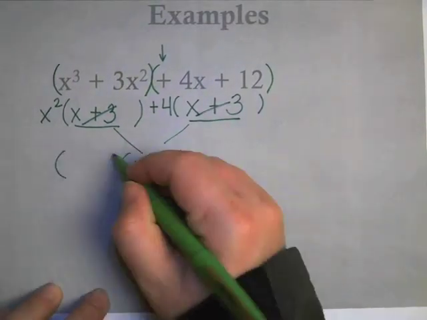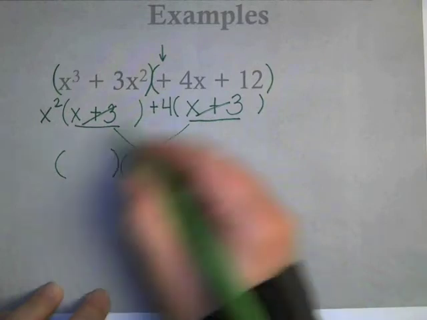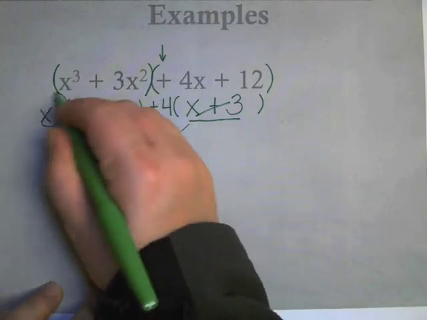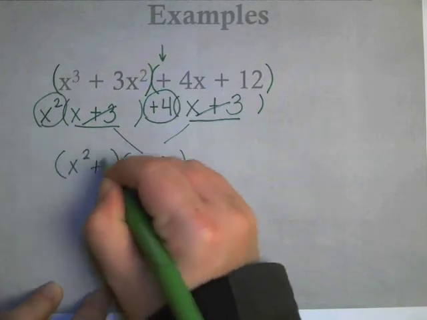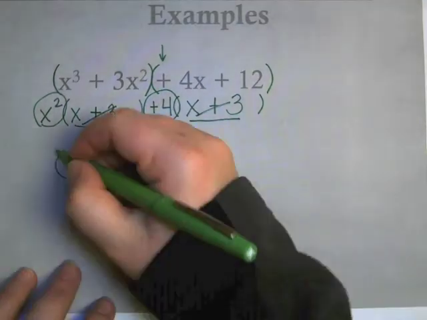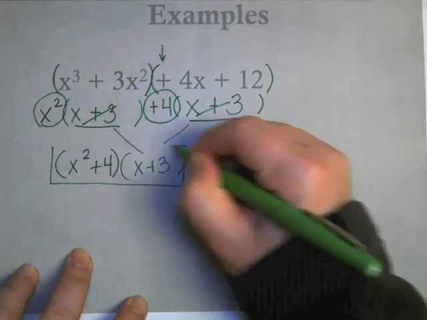And then you make another set of parentheses, and in that set of parentheses, we take whatever's left over on the outside. This is our answer.